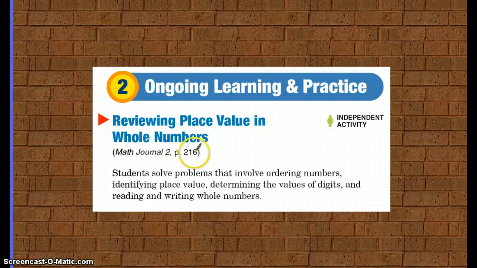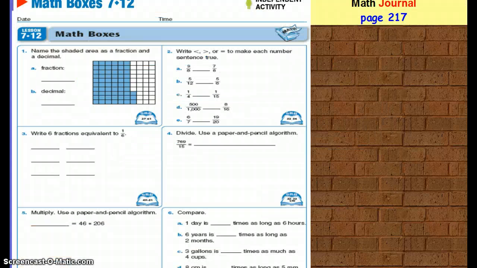On Math Journal page 216, I want you to solve the problems that involve ordering numbers, identifying place value, determining the values of digits, and reading and writing whole numbers. Again, that's page 216 in your Math Journal. Then go up to the Math Journal answer key and correct them.